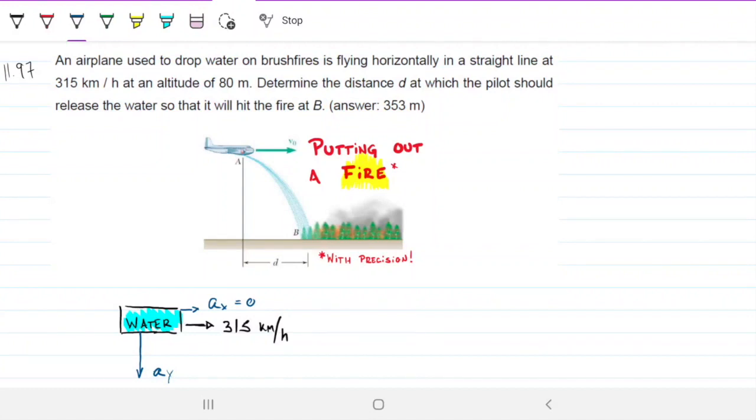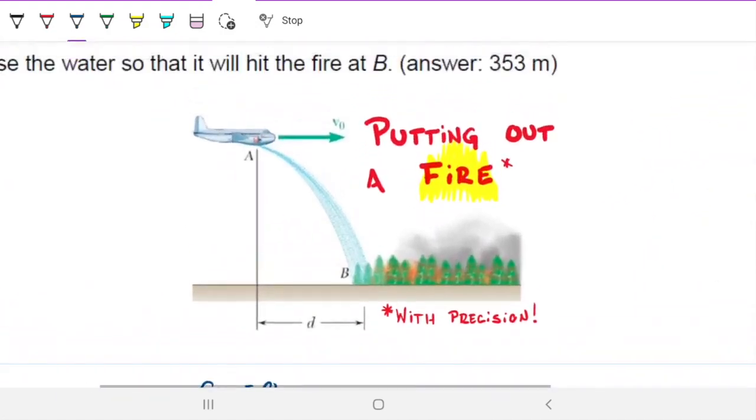Problem 11.97. An airplane used to drop water on bushfires is flying horizontally in a straight line at 315 kilometers per hour at an altitude of 80 meters. Determine the distance d at which the pilot should release the water so that it will hit the fire at B. The idea here is that we want to make the water hit precisely the beginning of the bushfire, here on B.